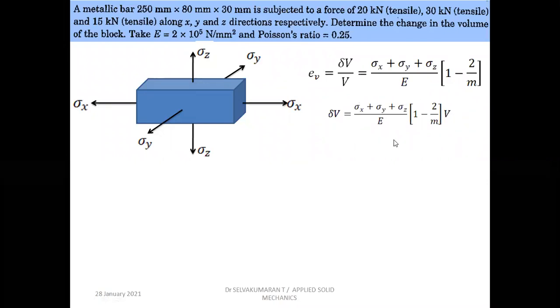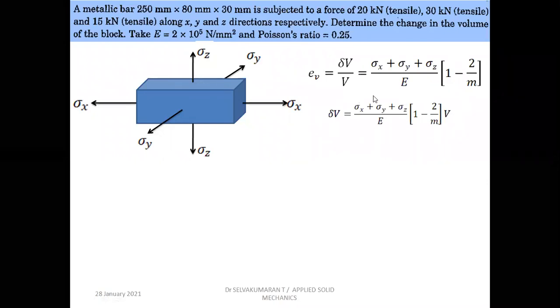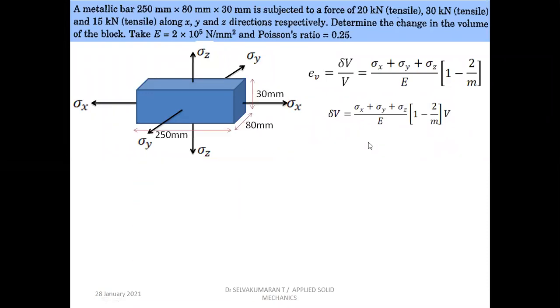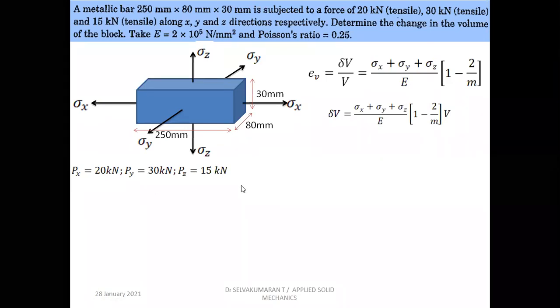So this is the expression to find out the change in volume. Okay, so these are the dimensions: length 250 mm, breadth 80 mm, and thickness 30 mm. Loads in the respective x, y, z directions are given here: Px 20 kilonewton tensile, Py 30 kilonewton tensile, and Pz is 15 kilonewton tensile.